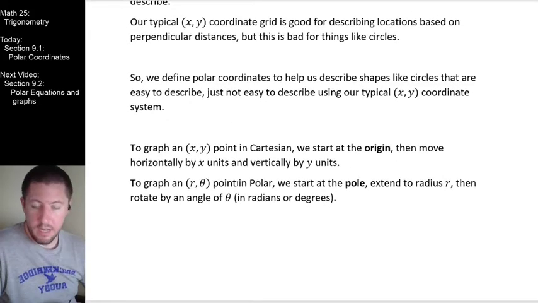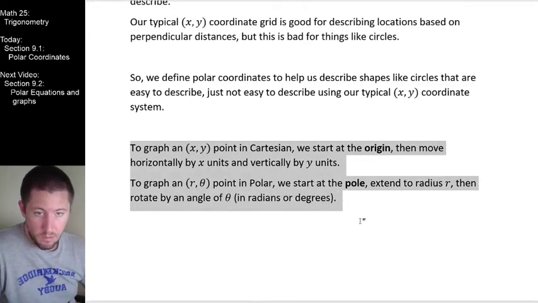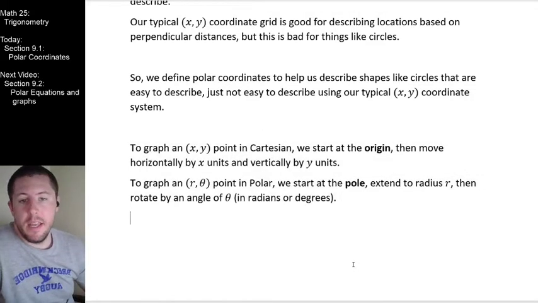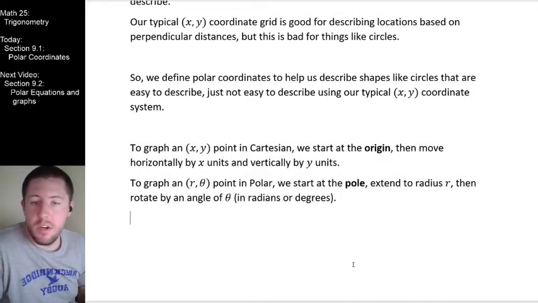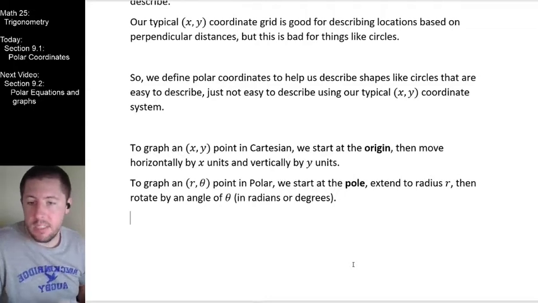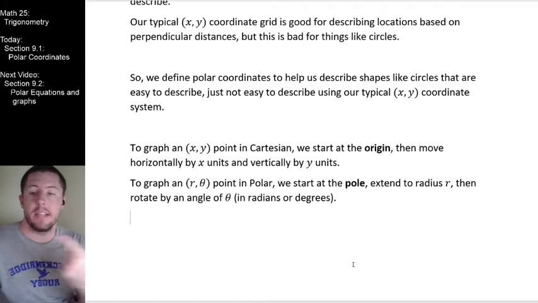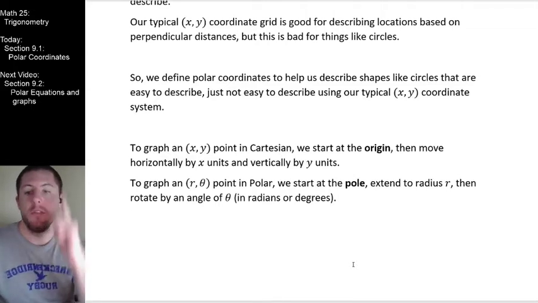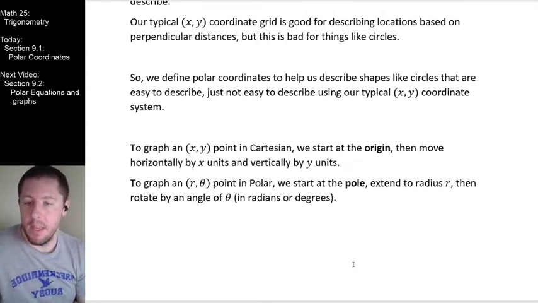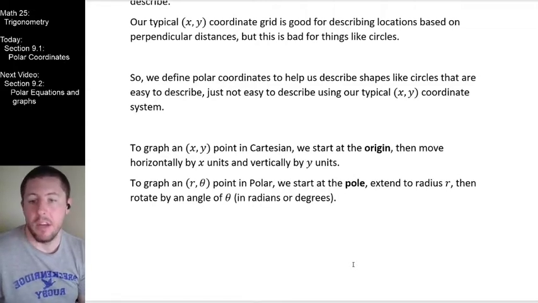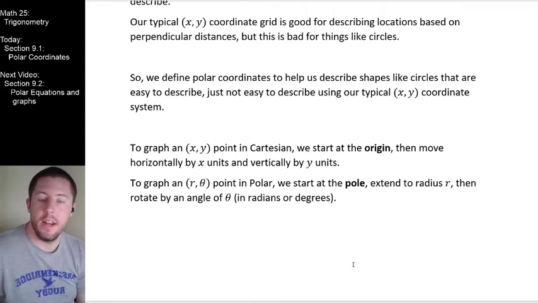So here are going to be our two coordinate systems. To graph an xy point in the Cartesian, or rectangular, coordinate system, we always start at 0, 0 at the origin. We move horizontally by x units, either left or right, and then we move vertically by y units, up or down, and then we have landed at the xy location. Today, we're going to talk about polar coordinates, and we are instead going to be giving a radius and an angle to describe where our points are located.